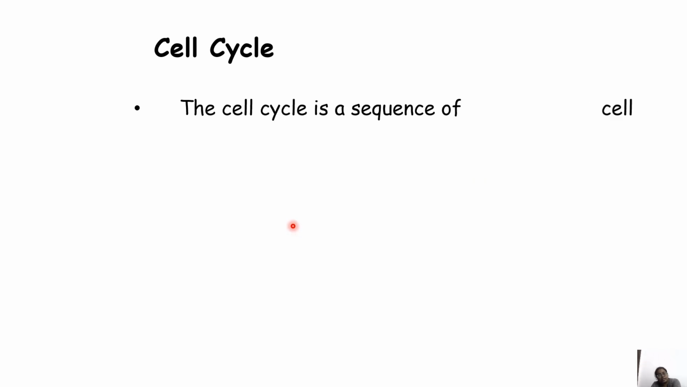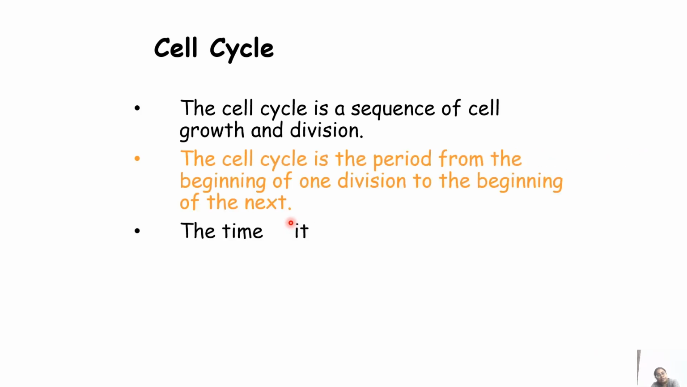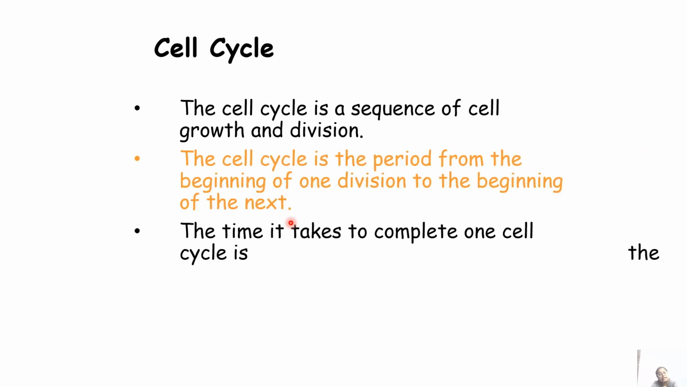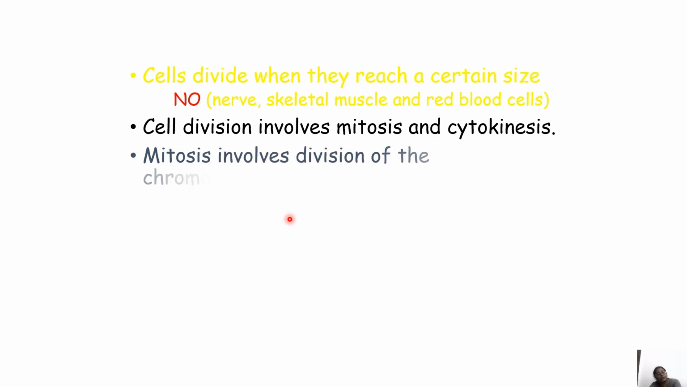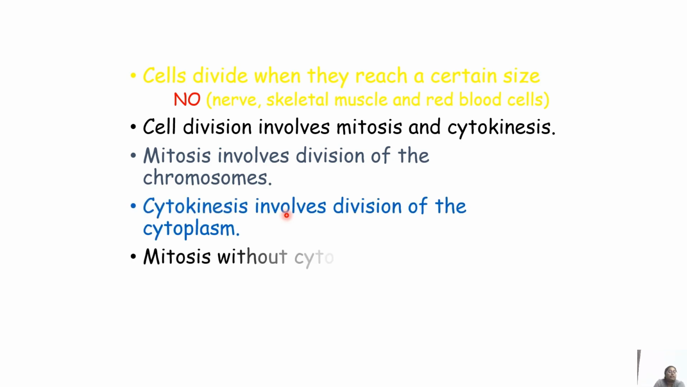So first, the cell cycle is a sequence of cell growth and division, and the cell cycle is the period from the beginning of one division to the beginning of the next. So the time it takes to complete one cell cycle is the generational time, doubling time or the generation time. So cells divide when they reach a certain stage. Okay. Some cells, like red blood cells and others, cannot divide. Cell division involves mitosis and cytokinesis, which is basically karyokinesis and cytokinesis, together called cell division. Mitosis involves the division of the chromosomes. Cytokinesis involves division of the cytoplasm.